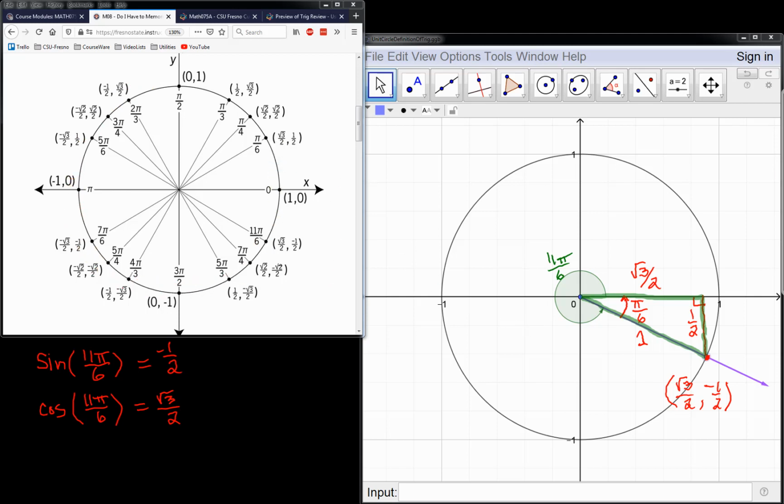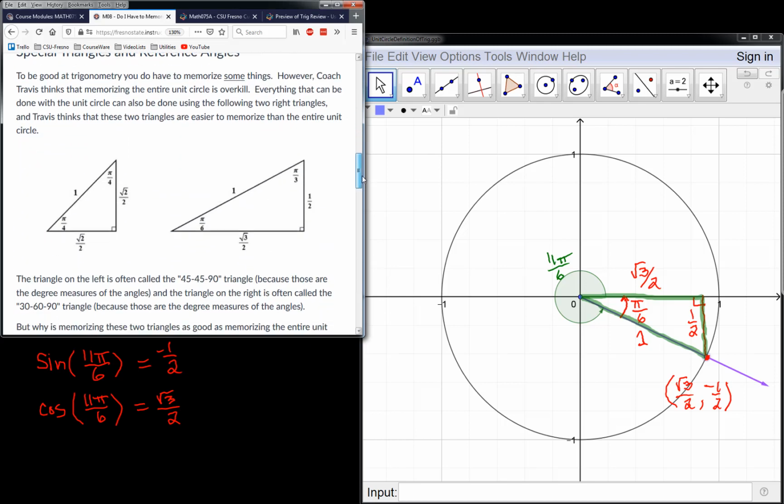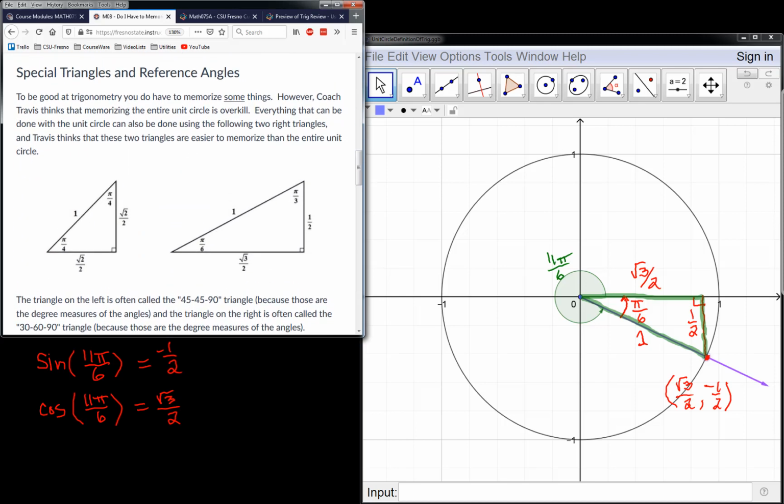All we had to know in order to figure it out was this triangle right here. We had to know all three sides of this triangle, and we had to be able to find reference angles. So there you go. If you can find reference angles and you've memorized these two special triangles, then I promise you everything you can do with the entire unit circle, you can do with these two triangles and reference angles, just like we did in this example.